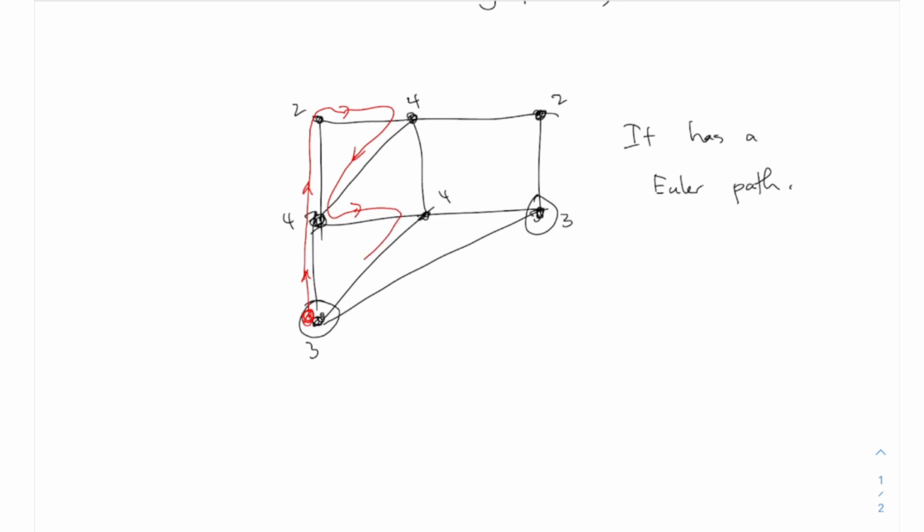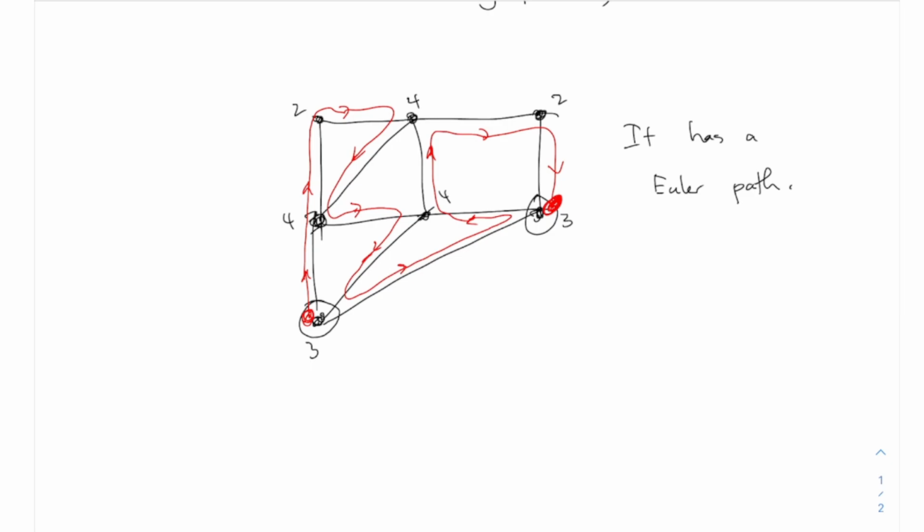Maybe I'll come down here next, up this guy, and I think I can just go around the square and I'll be done. There are many ways that you could have done this, so this is not the only possible way to draw the Euler path, but that is a way.